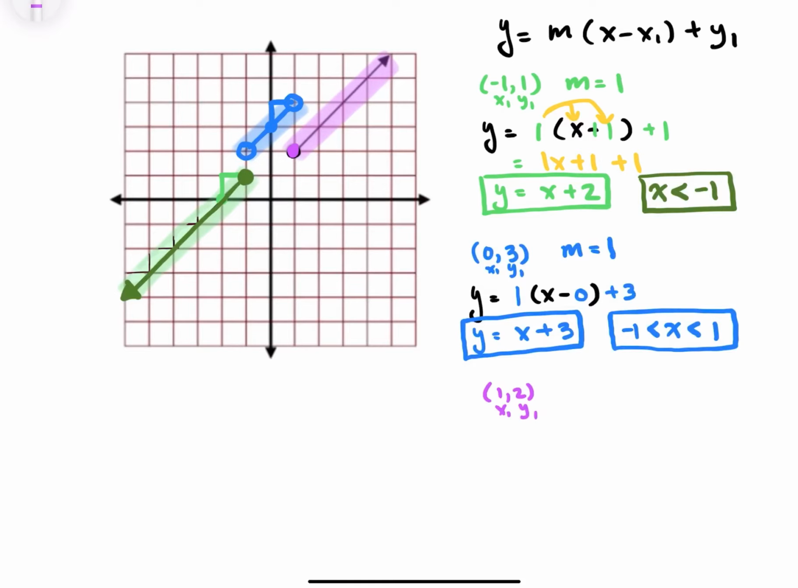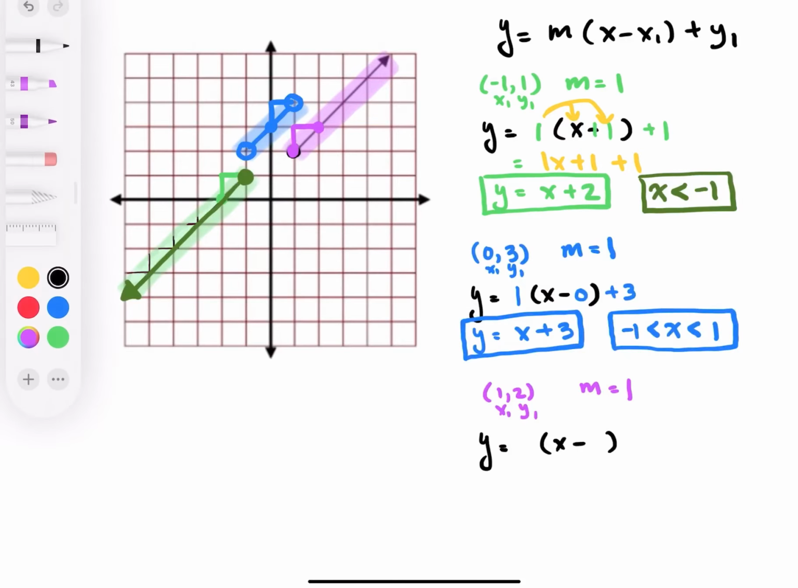And then again, I need to figure out our slope: go up 1 and over 1 to get to our next point. Okay, so that means the slope is 1. Again, I'll put it all into my point slope form. y is equal to m times (x minus x1) plus y1. Well, m in this case is 1, x1 is also 1, and y1 is 2.